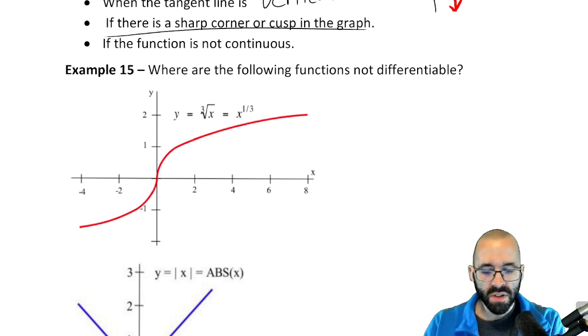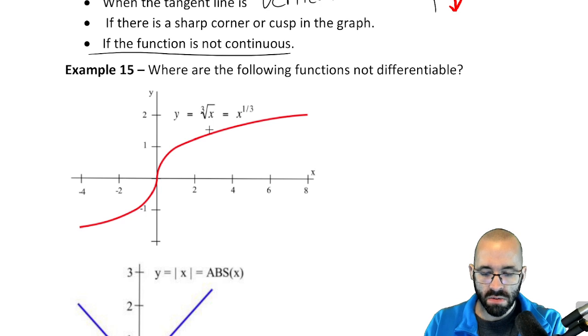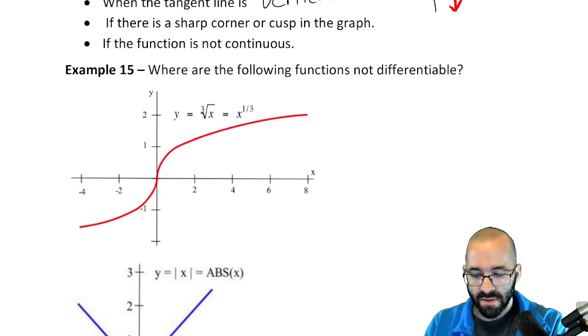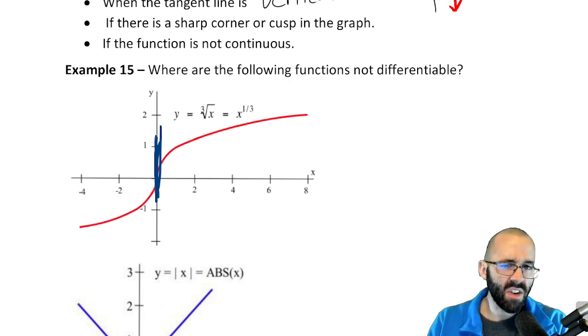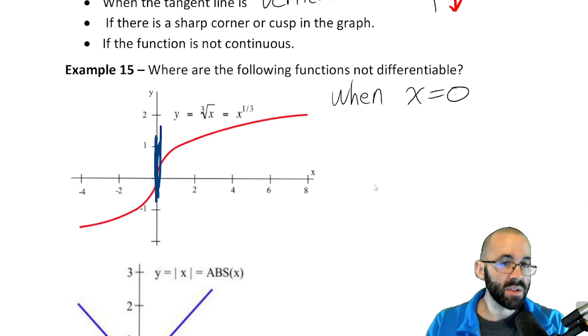Well, are there any sharp corners or cusps? No. Any places the function's not continuous? No. Any places where the tangent line is vertical? Yeah. Where is that? We have a vertical tangent line right here, or close to vertical. It's a little hard to tell from the graph, but it is actually vertical. Not differentiable when x is equal to 0, because we have a vertical tangent line.